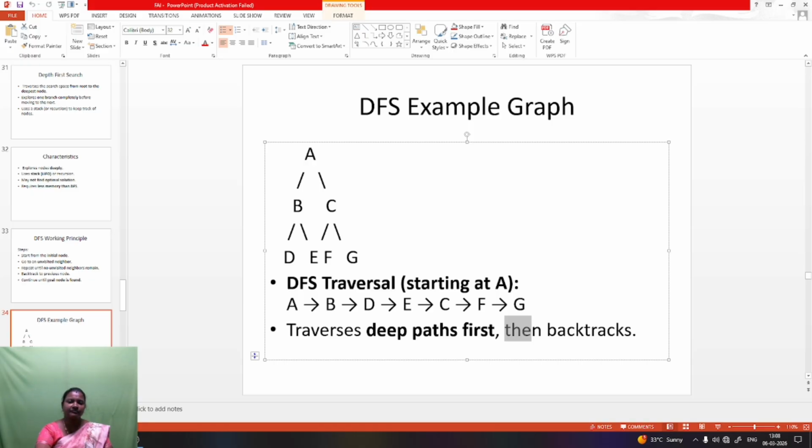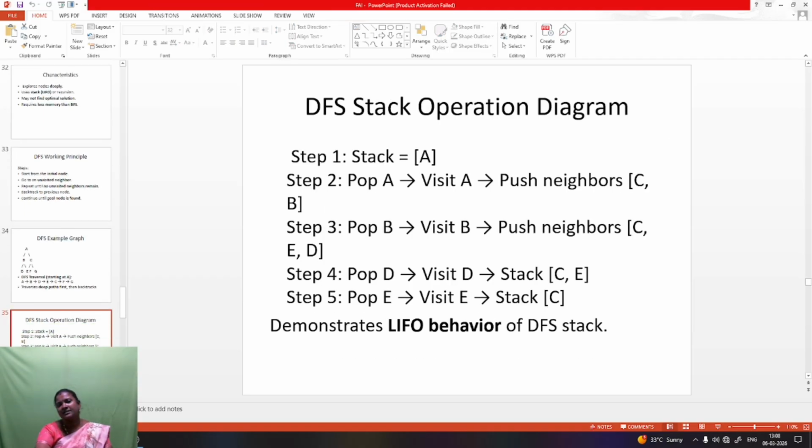Rather than breadthwise, here we travel in deepest paths, that is depthwise. Then the DFS stack operation diagram. In step 1, we put the starting node in the stack. Then pop A, visit A, push neighbors C and B.